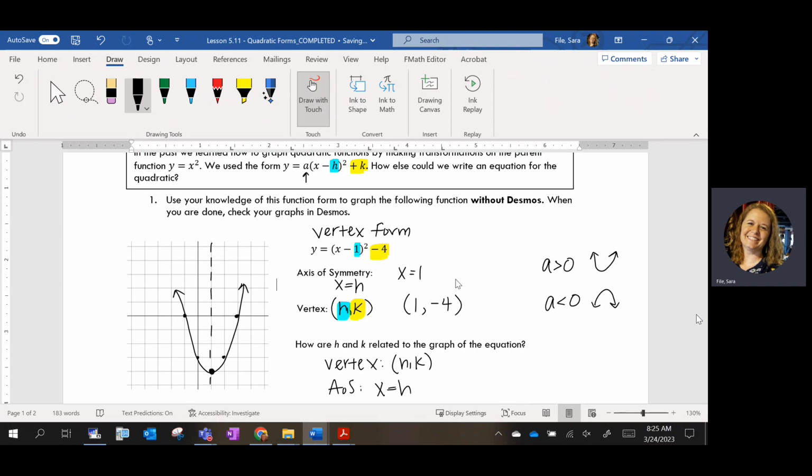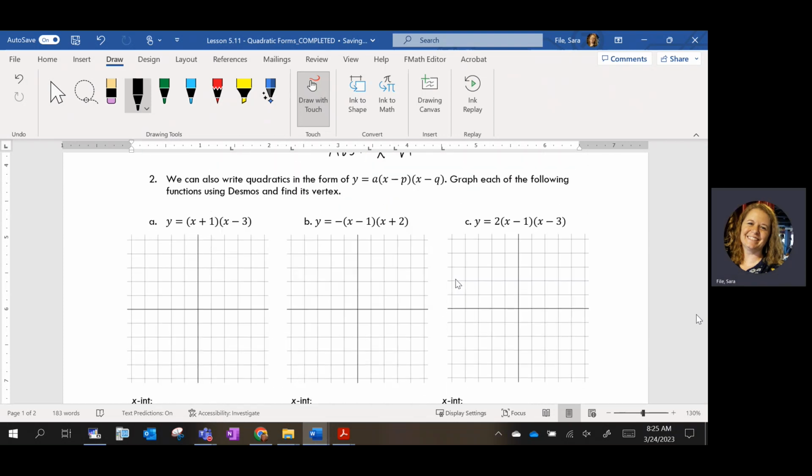Feel so far so good? Okay. In number 2, it says we can also write quadratic functions in this format: y equals a times (x minus p) times (x minus q). They want us to graph each of these functions using Desmos and find the vertex.